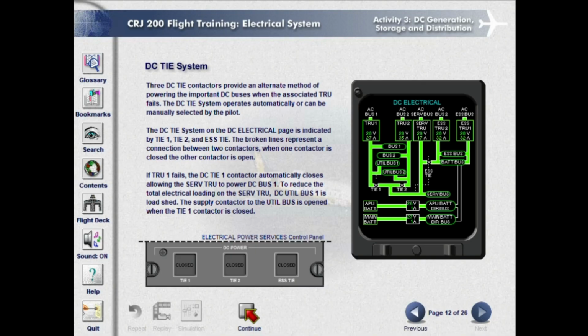If TRU1 fails, the DC tie 1 contactor automatically closes, allowing the service TRU to power DC bus 1. To reduce the total electrical loading on the service TRU, DC utility bus 1 is load shed. The supply contactor to the utility bus is opened when the tie 1 contactor is closed.